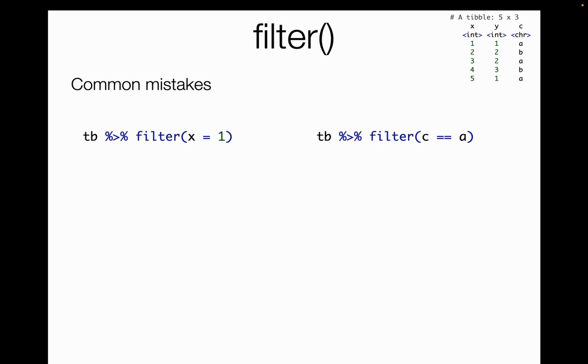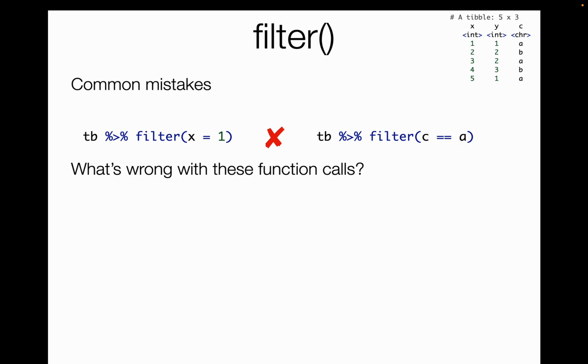Common mistakes when using filter. Well, that first one, you're setting it to be equal to 1. Both of these have functions, so both of these are wrong. Both of these are going to have problems. What's wrong with them? Think about it. If you want, pause the video.